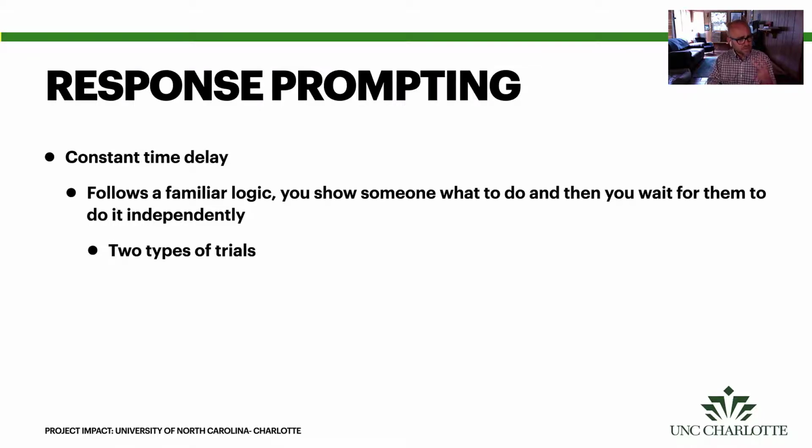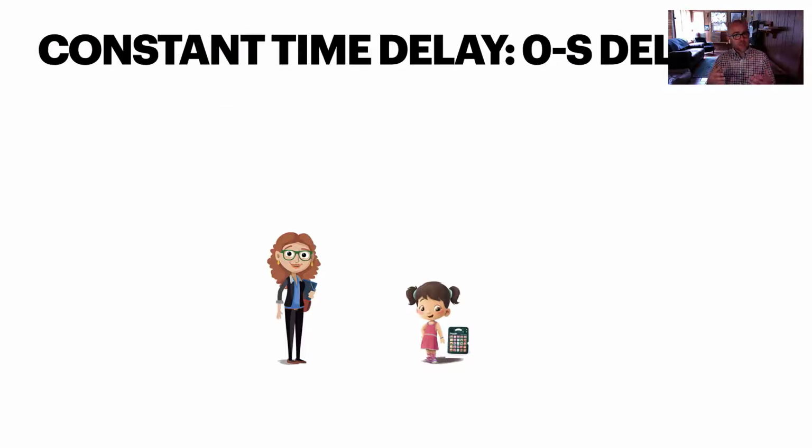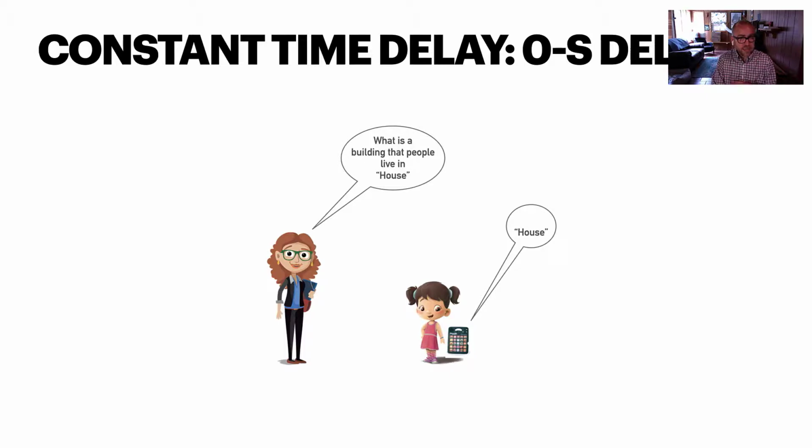And there are two different types of trials that you present when using constant time delay. At the beginning, you don't want the student to have an opportunity to make an error. So you provide the directive, so the question, the cue, and then you immediately provide a prompt. So the student is able to respond and then contact positive feedback. So the teacher says, what is the building that people live in? And immediately delivers the prompt, house. Student responds, and then they're able to provide feedback.